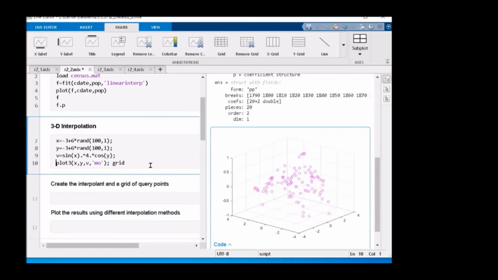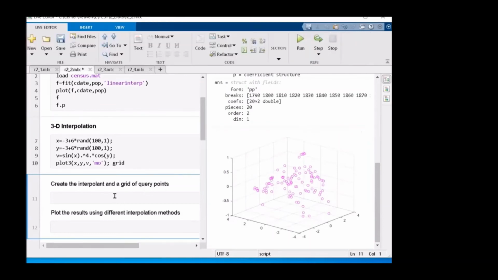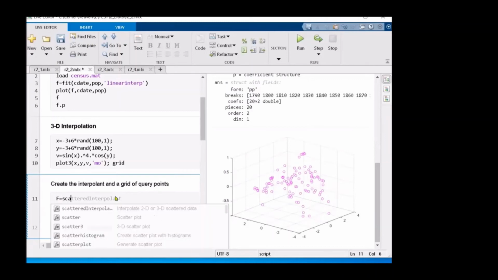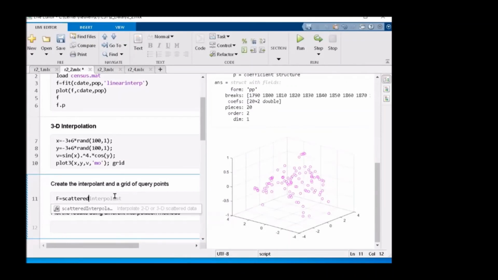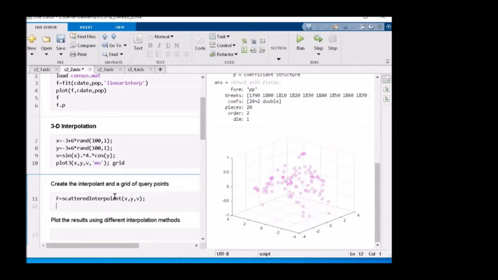Let's continue with this gridding. Now let's make an interpolant. It is also quite complicated, but we will do it. This is also a structure in Matlab, but it looks this way. Scattered interpolant. Matlab already helps me. Here we will use our two arguments and the function. Okay, we have our interpolant.